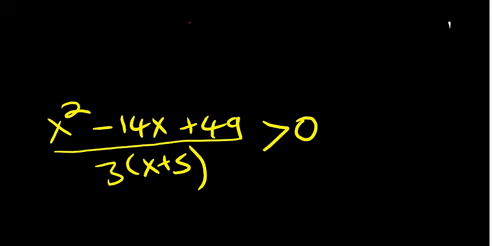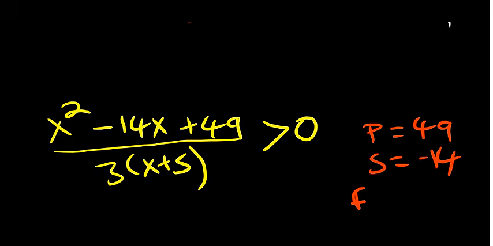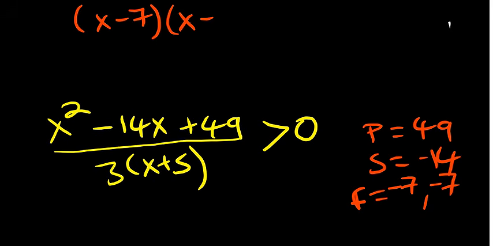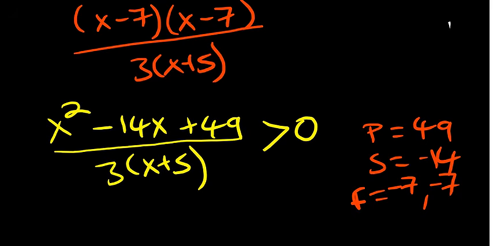We can move on. So we have x squared minus 14x plus 49. If you look at that, you can also try to factorize it. Basically the product there is 49. The sum is minus 14. So what values can you multiply to give you 49 and add them, they give you 14? The possible values are negative 7, negative 7. Basically that is like equal roots. So it's going to be x minus 7, x minus 7, divided by 3x plus 5. This should be greater than 0.